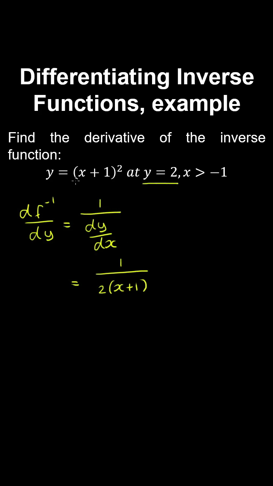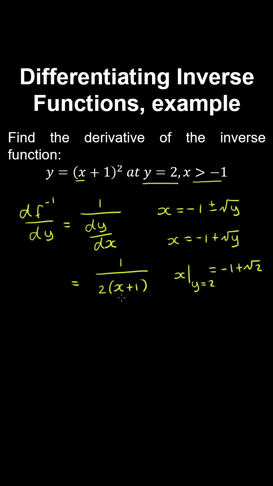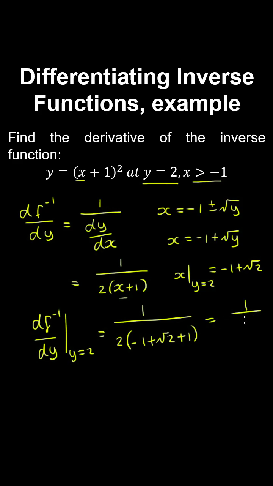So therefore, if we solve this equation for x, we get the following expression, and we're given a condition that x is greater than -1, so we'll take the positive root. So at y equals 2, x is equal to -1 plus root 2. And if we substitute this into this expression, we can evaluate the derivative of the inverse function at y equals 2, which is equal to 1 over 2 root 2.